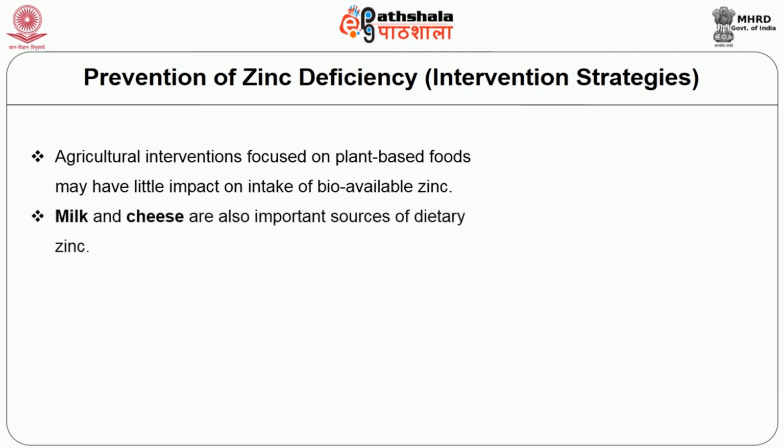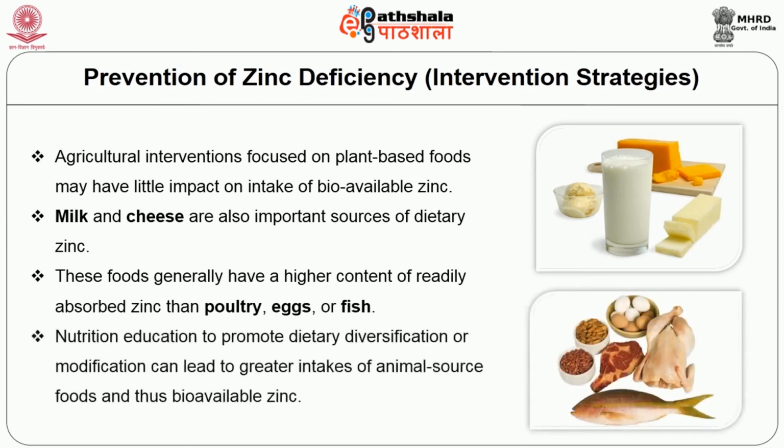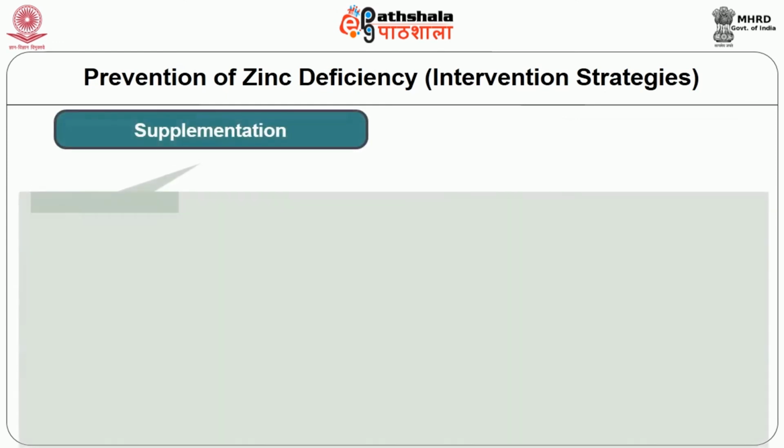Milk and cheese are also important sources of dietary zinc. These foods generally have higher content of readily absorbable zinc than poultry, eggs, or fish. Nutrition education to promote dietary diversification or modification can lead to greater intakes of animal source foods and thus bioavailable zinc. Supplementation is also another strategy.